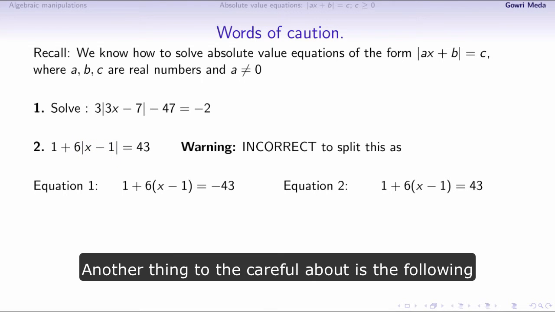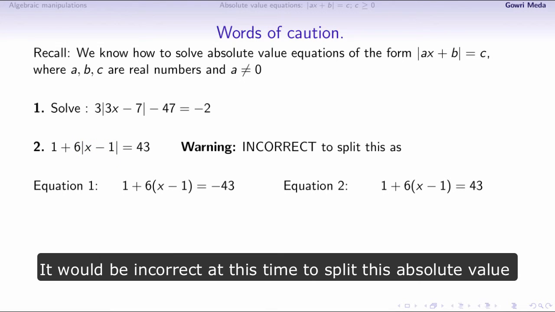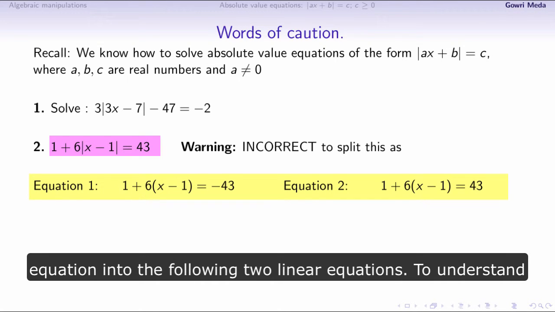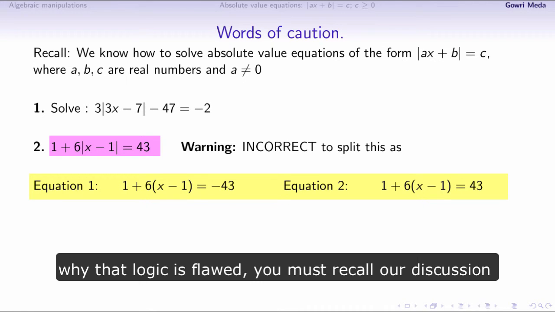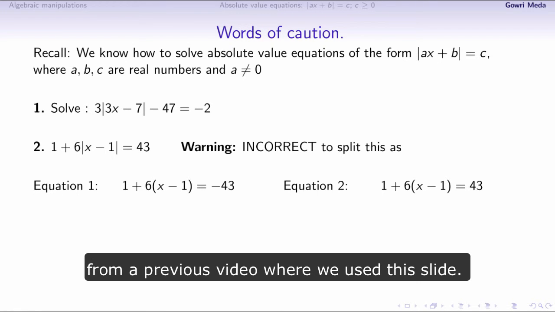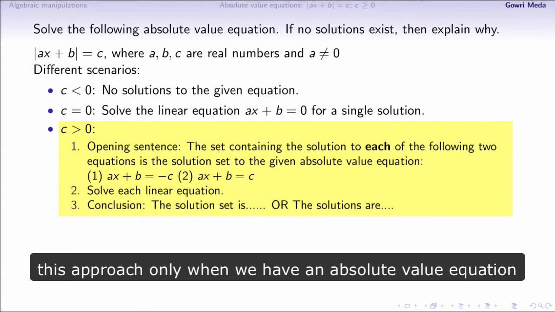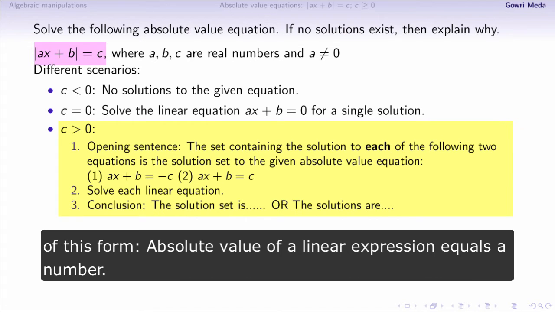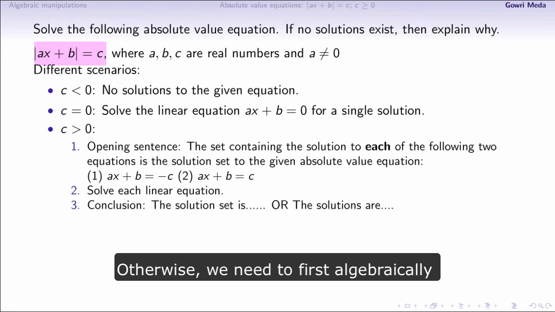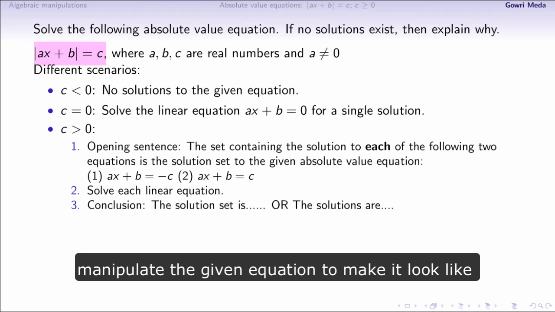Another thing to be careful about is the following. It would be incorrect at this time to split this absolute value equation into the following two linear equations. To understand why that logic is flawed, you must recall a discussion from a previous video where we used this slide. When c is positive, we can pursue this approach only when we have an absolute value equation of this form: absolute value of a linear expression equals a number. Otherwise, we need to first algebraically manipulate the given equation to make it look like this familiar one.